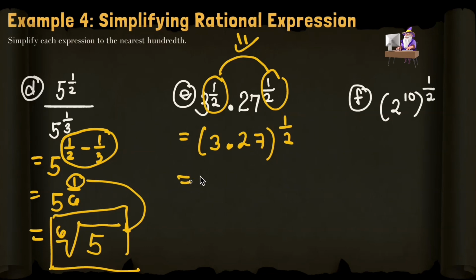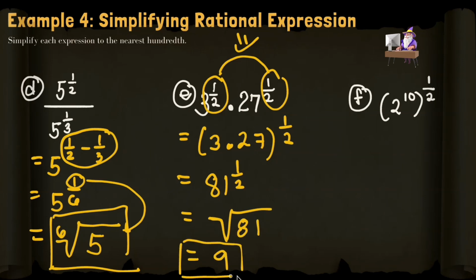Okay? So now we can simplify 3 times 27. 3 times 27, that is 81. 81 raised to 1 half. And we all know, we can write it as a radical form. So magiging square root of 81 siya. So square root of 81, that is going to be 9. And that is going to be our final answer for this letter E.